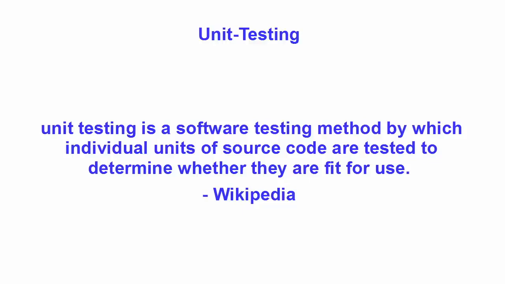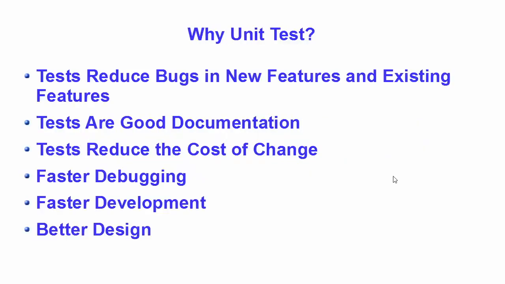According to Wikipedia, unit testing is a software testing method by which individual units of source code are tested to determine whether they are fit to use or not. So in unit testing, we perform the lowest level of testing, that is, individual units of software are tested. That means units like functions, subroutines and classes are tested to verify if they are giving the desired result or not. Now let's discuss why we should unit test our code.